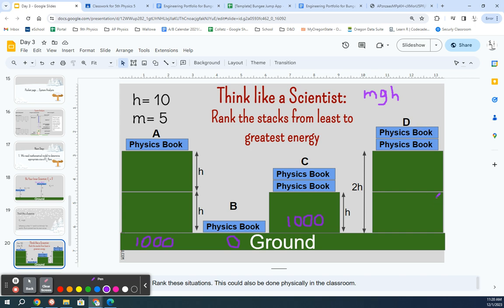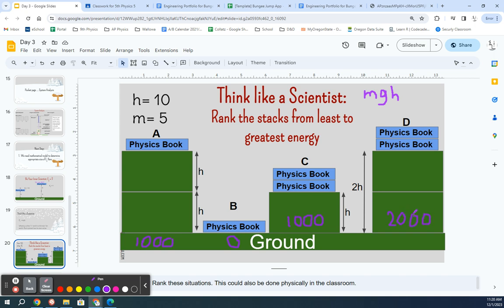We're pretty sure D has the most, right? It's got double the books and double the height, so it's definitely up there. Well, its mass is 10, because again, 2 books. We also have g, which is 10, and we have a height of 20. So when we multiply all those things, we get 2,000.